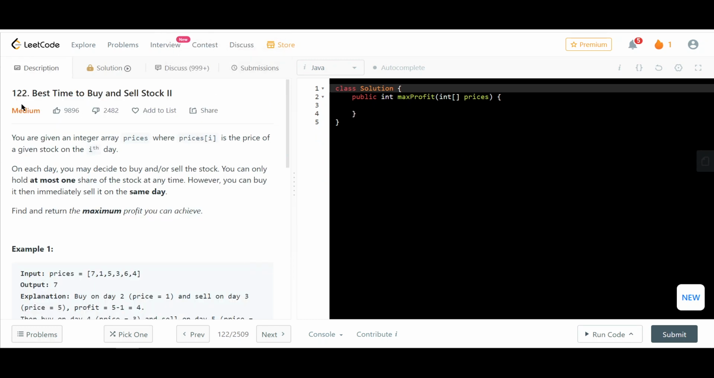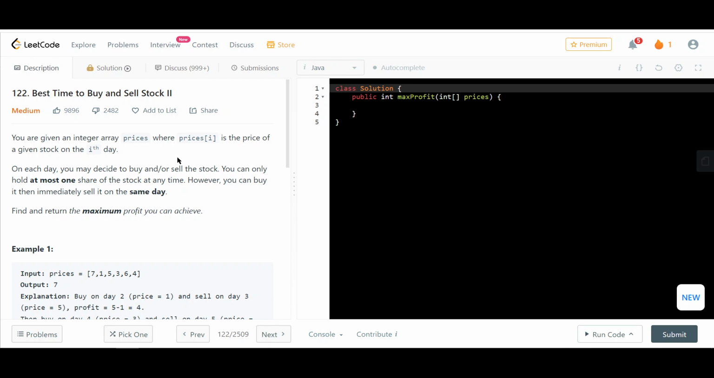This is again the same thing, best time to buy and sell stock 2. Here you're again given the same prices array. On each day you may decide to buy or sell the stock. You can only hold at most one share of the stock at any time. However, you can buy it then sell it immediately on the same day. Return the maximum profit.